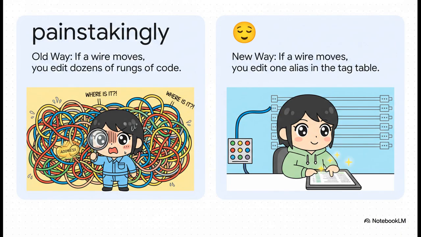Okay, but why does that matter? Well, think about it. In the old way, that physical address I1/0 would be hard-coded everywhere in your logic. If a technician had to move that wire for some reason, you'd have to go on a search and destroy mission, editing dozens, maybe hundreds of rungs of code. With the new way, if that wire moves, you just go to one single spot, the alias, in the tag table, and update it. That's it. Your logic doesn't change at all. It's a huge time saver.